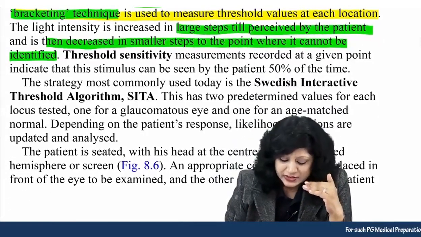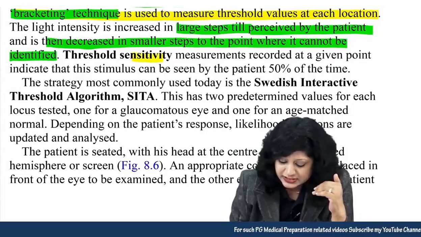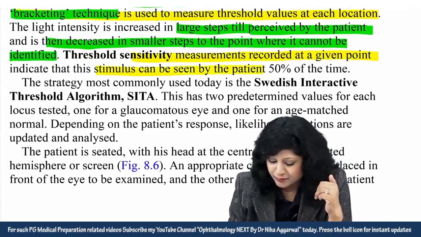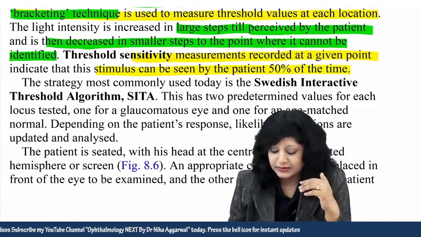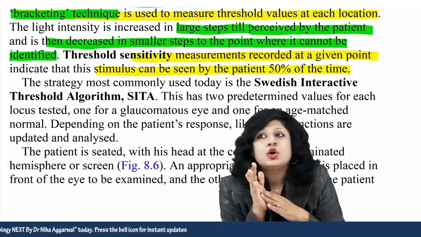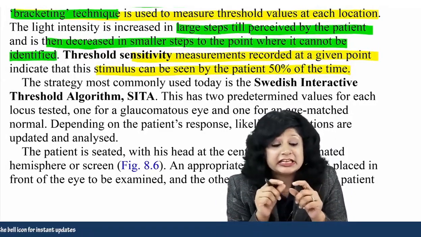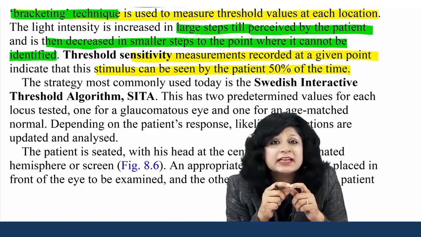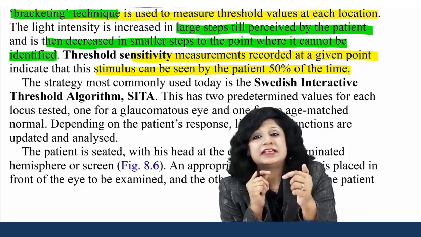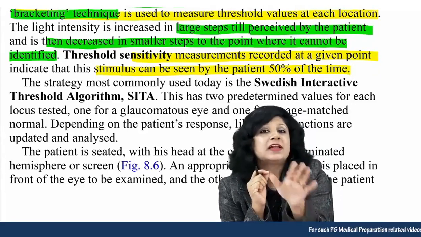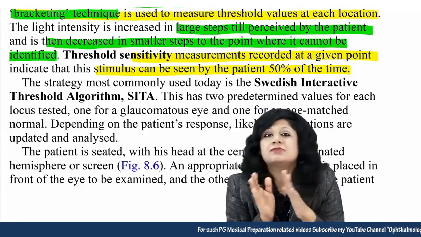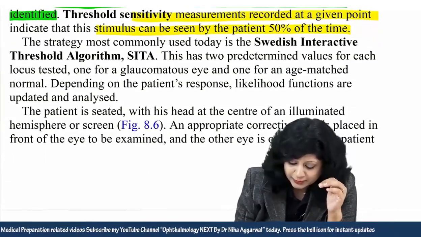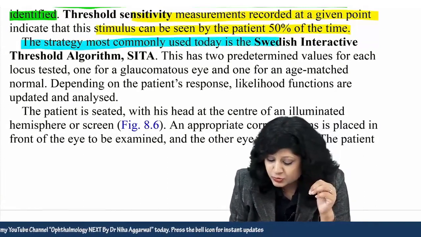The threshold sensitivity measurement recorded at a given point indicates that this stimulus can be perceived by the patient 50% of the time. So if I am demarcating the threshold sensitivity of the patient, what does it show? It shows that the stimulus will be perceived by this patient at least 50% of the times, then it becomes its threshold sensitivity.